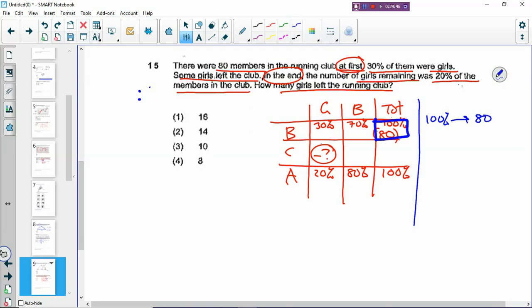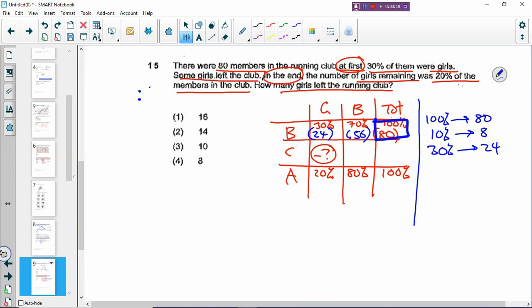And of course, do I need to find 1%? You can jump, right? You divide by 10. So 80 divided by 10, you get 8. So that I can find 30%. 30% will be 10 times 3, 8 times 3. So there are 24 girls. And how many boys? 80 minus 24, I will get 56 boys. So these are the important values.